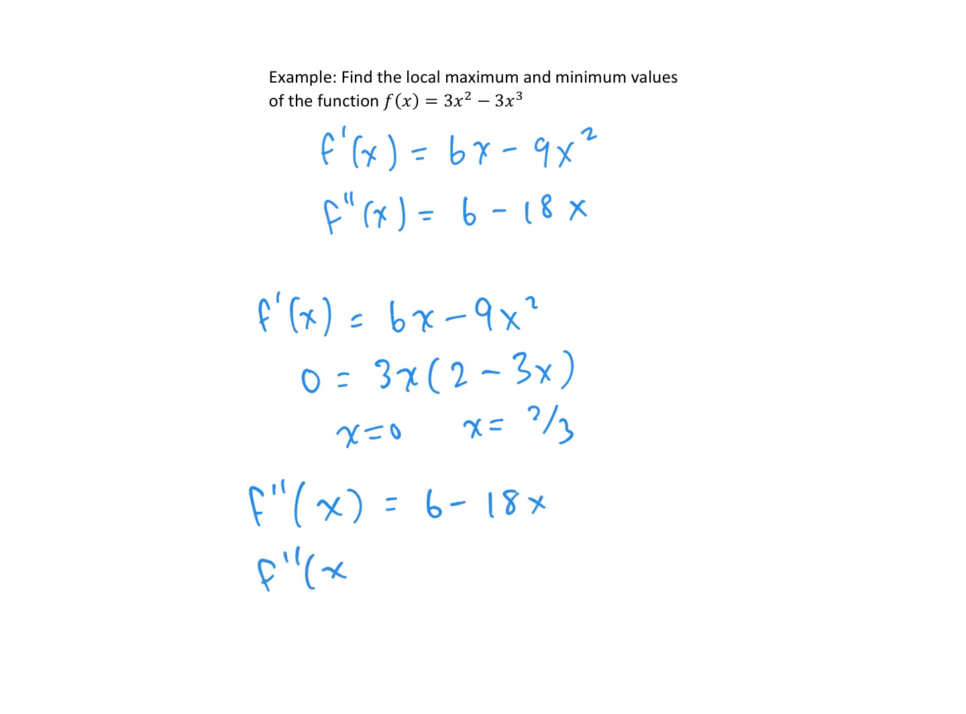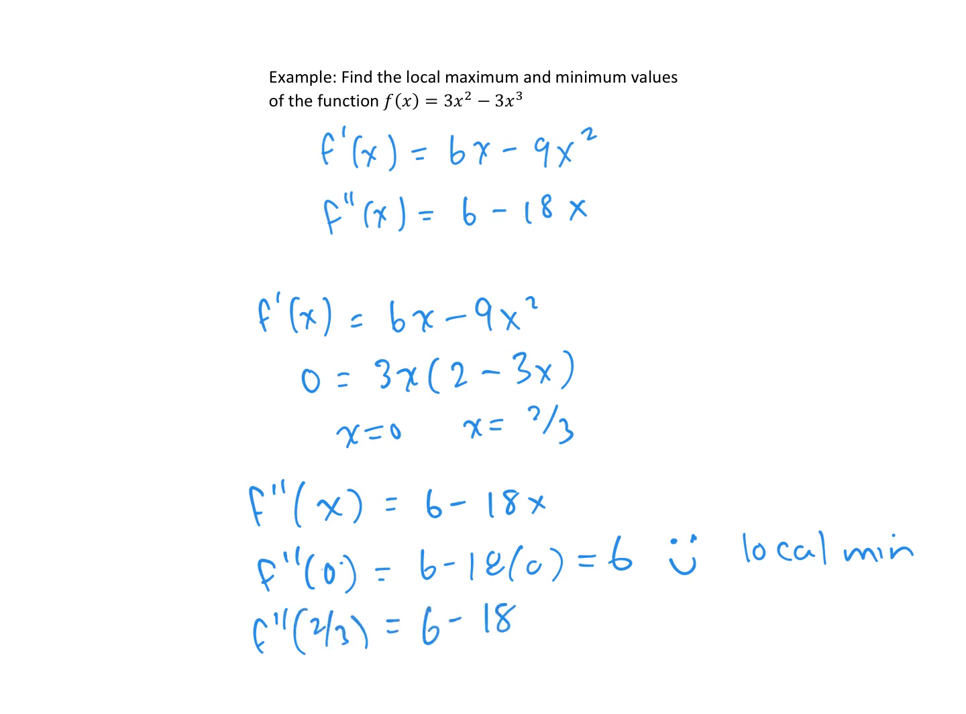So we'll put in 0. So 6 minus 0 is 6. That is a positive smiley face. So that is a local min. And then we'll put in 2/3. Which works out to be -12, which is negative, so a frowny face, and that is a local max.